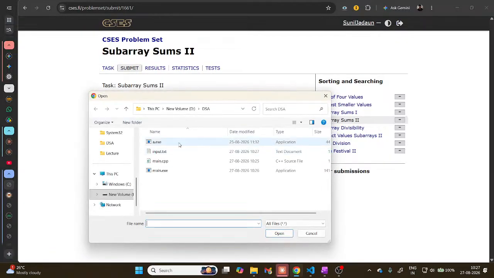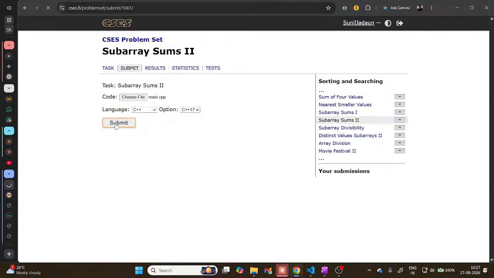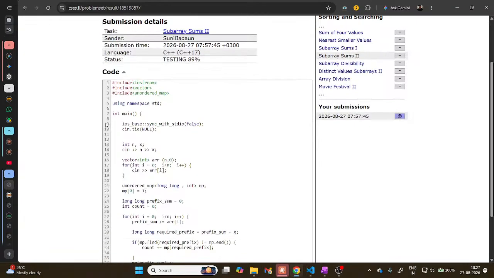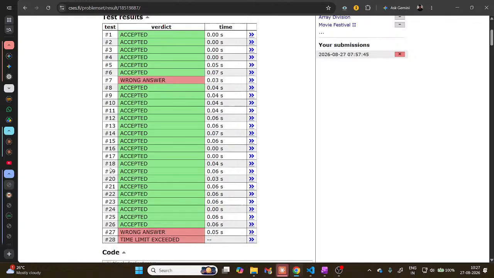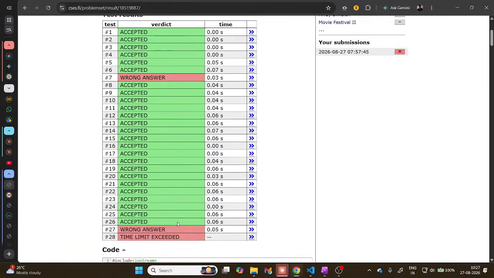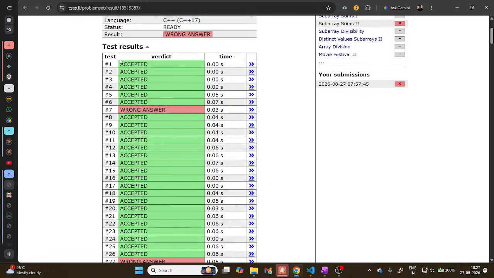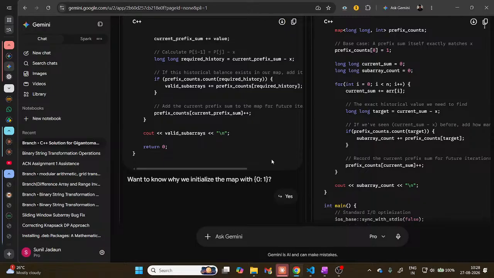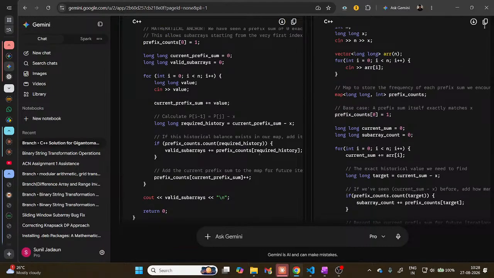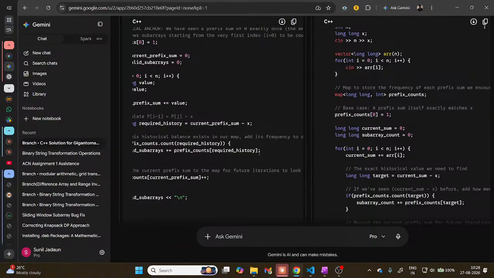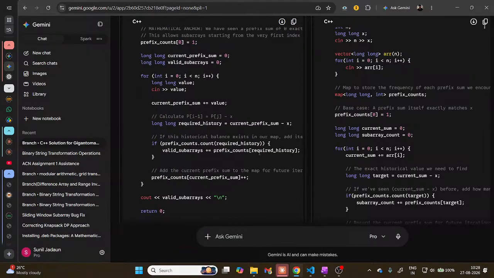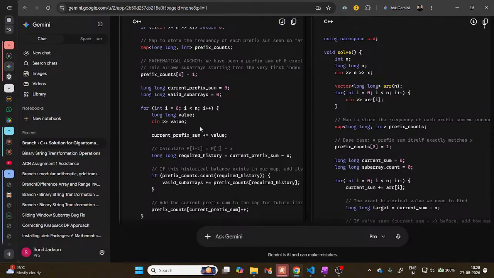Choose the file main.cpp here, like this. One wrong answer, one TLE. Wow, everything has occurred here. Is there anything we have missed in the solution? This is worth checking, right? Where's our prefix sum required history? Okay, I have to make this long. That is one thing. And long value, cin value.